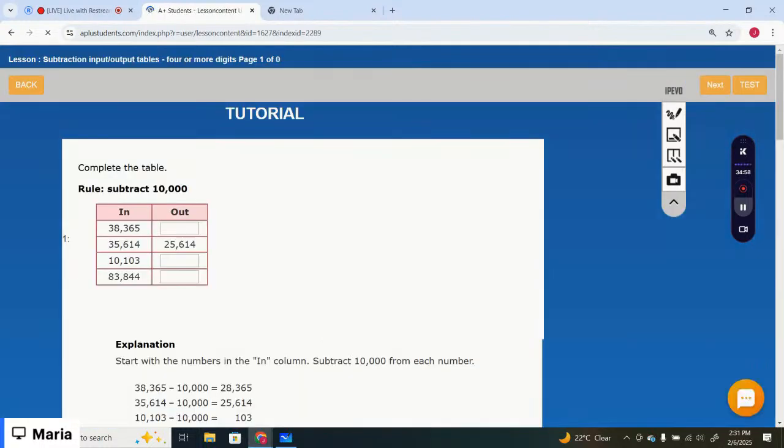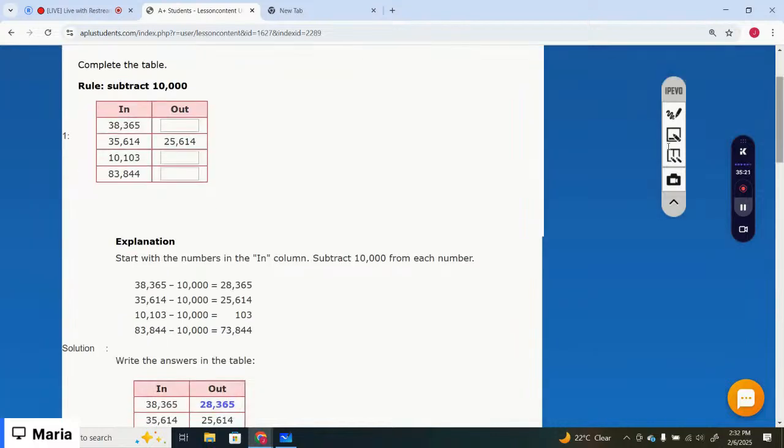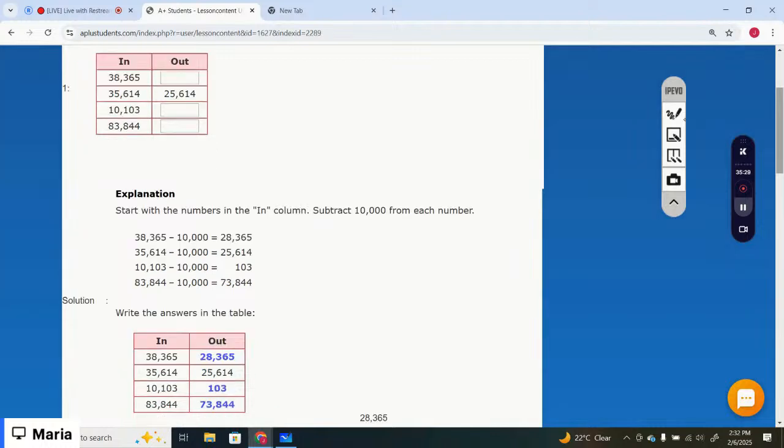Input output tables, 4 more digits. So you have to complete the table. You are given the rule. You have to subtract 10,000. So you need to subtract 10,000 from each input value so that you can calculate the output value, right? So when you subtract 10,000, that is 28,365, 103 only, and 73,844. Let's just start with the test questions.